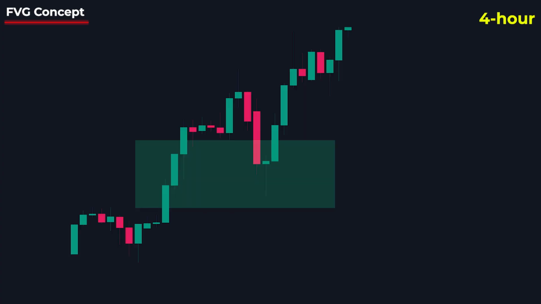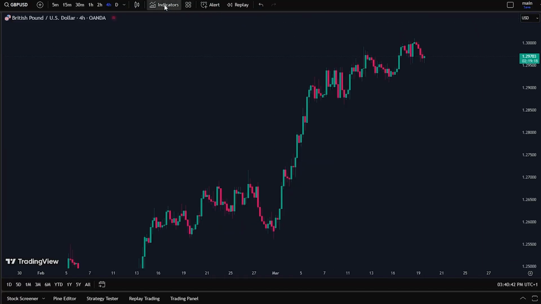On the 4-hour chart, we can clearly see a 4-hour fair value gap forming inside the larger daily FVG. This smaller gap gives us a more precise area to watch for potential trade entries. Since the market is in an uptrend, this 4-hour fair value gap acts as a strong zone where buyers may step in. To find fair value gaps automatically on your chart, click on the Indicators tab.